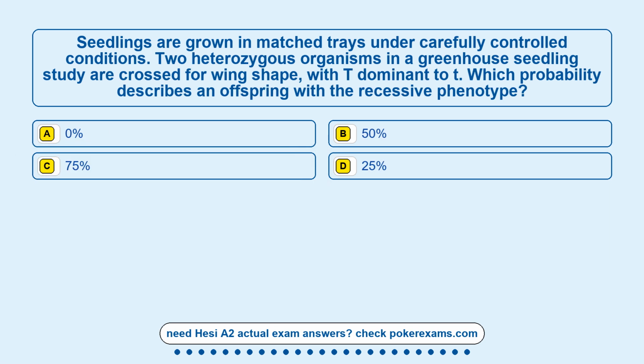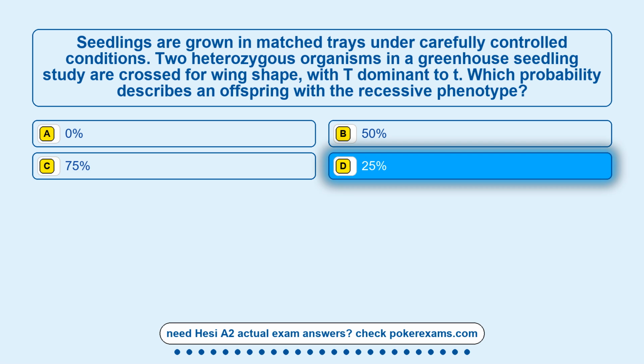Question 3. Seedlings are grown in matched trays under carefully controlled conditions. Two heterozygous organisms in a greenhouse seedling study are crossed for wing shape, with T dominant to t. Which probability describes an offspring with the recessive phenotype? Option A, 0%, Option B, 50%, Option C, 75%, Option D, 25%. The correct answer is Option D, 25%.